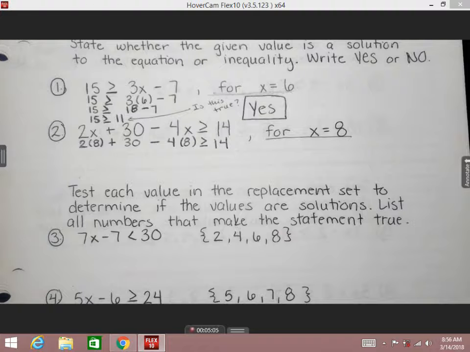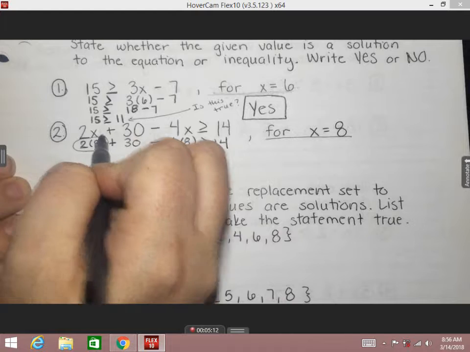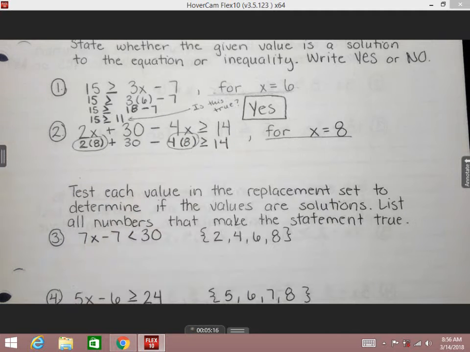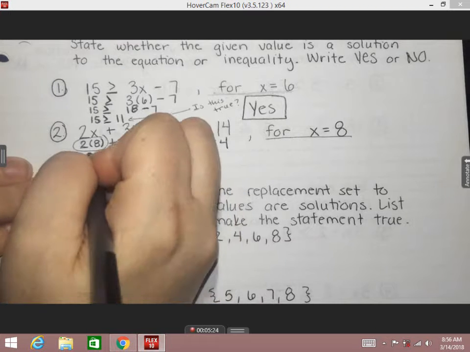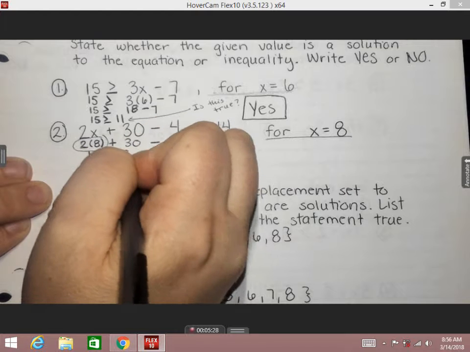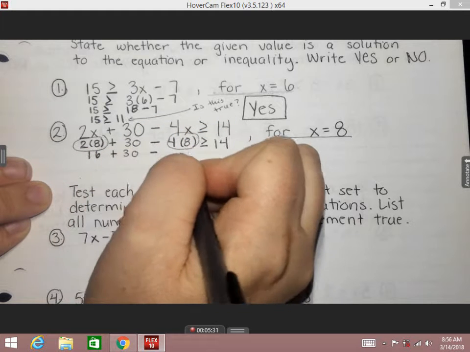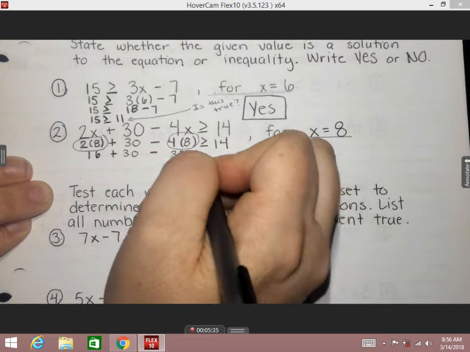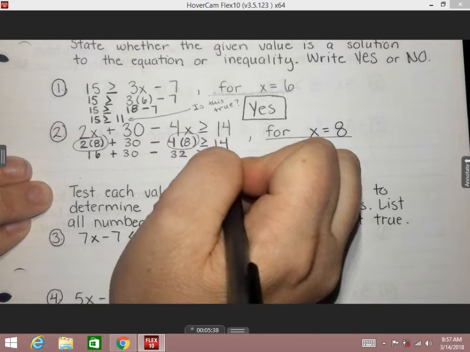But then what comes next? Multiplication and division. Do I have multiplication or division? Yes. So guys, we can do that. And since these two multiplication problems are completely separate, let's do them at once so we can save a little bit of space. All right, again, I can do those because they're completely separate from each other. So 2 times 8 gives me 16 plus 30 minus 32, because we have 4 times 8 there, which is 32. It's greater than or equal to 14.